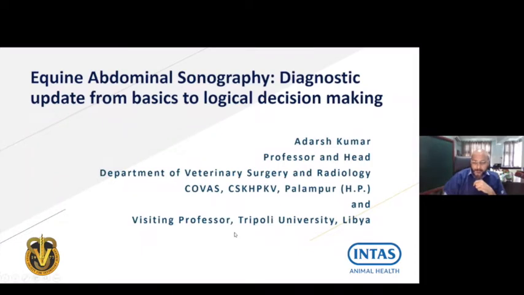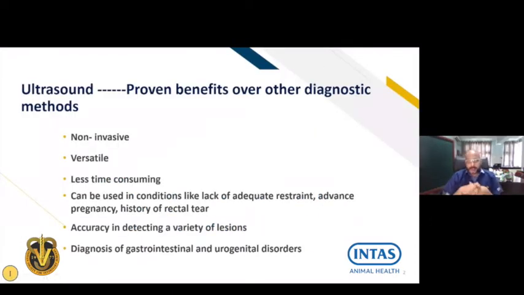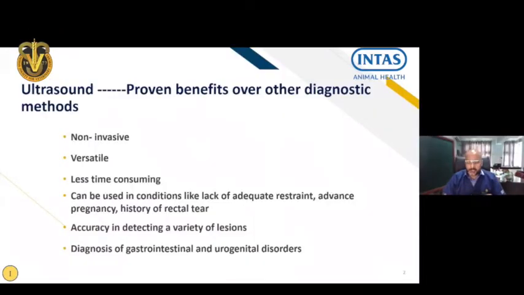As you all know, ultrasound has proven benefits over other diagnostic methods, and it is the second largest imaging format used, especially in veterinary practice. It is non-invasive, versatile and less time consuming, and you can perform it in horses where there is a lack of adequate restraint, advanced pregnancy, or a history of rectal tear. There is definitely accuracy in detecting a variety of lesions. It is used for diagnosis of gastrointestinal and urogenital disorders, and a spectrum of diseases can be diagnosed. Of course, there are certain limitations with ultrasound in equine abdominal sonography, which we will discuss in due course of time.